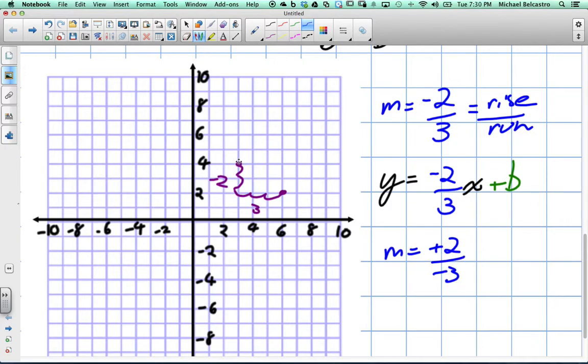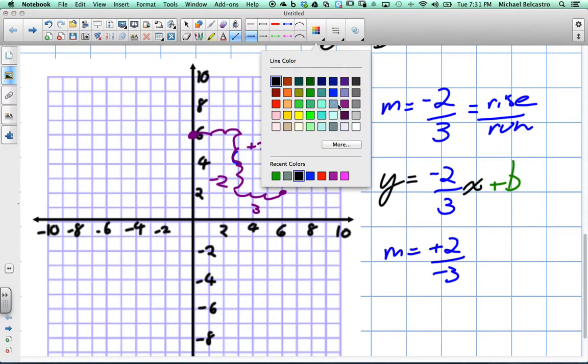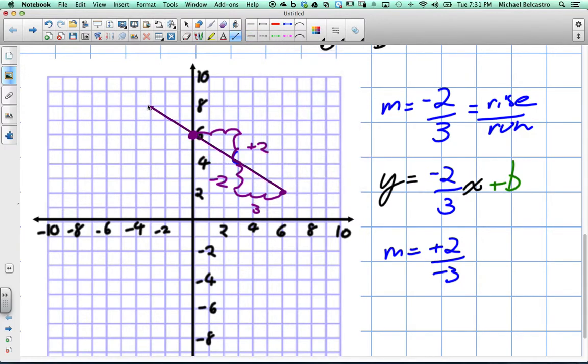So let's go up 2. 1, 2. So we go up 2. And negative 3 would be to the left 3. 1, 2, 3. And we land exactly where we found. Here's our line. It goes right through our points. So there's our line. We've got it.